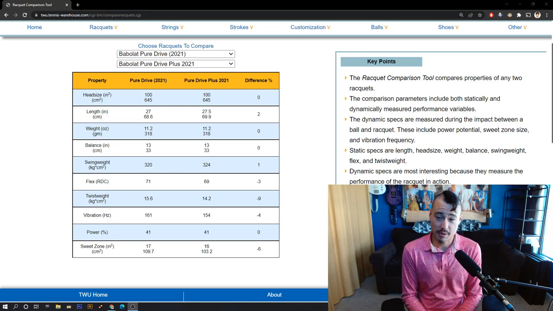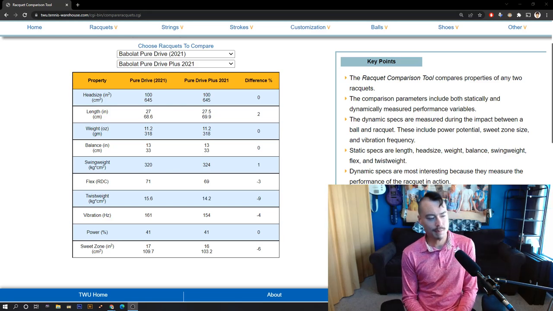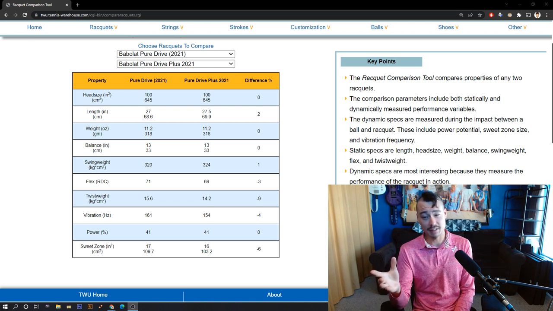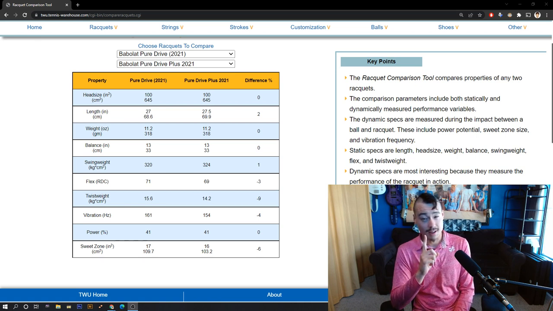What's up, guys? So I want to talk about twist weight today. I was trying to go to sleep last night and I just got this random idea in my head. I was thinking, is the Pure Drive Plus literally just the same as a regular Pure Drive but longer? And I'm going to go out on a limb here, and I think a lot of people would say, yeah, that's all it is. And it's not.